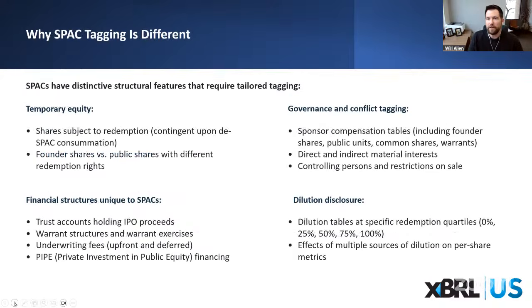So why is SPAC tagging so different from other US GAAP tagging? A traditional company has shareholders, it has management, it has employees, and it has debt holders, things like that. A SPAC is a far more complex structure. You have public shareholders, founder shareholders with different types of redemption rights. You have sponsors, you have underwriters. There's potentially a trust account that is holding collateral. There are warrants that may or may not be exercised. There are potential PIPE investors waiting in the wings. And there are conversion mechanisms that are tied to the closing of the SPAC deal.